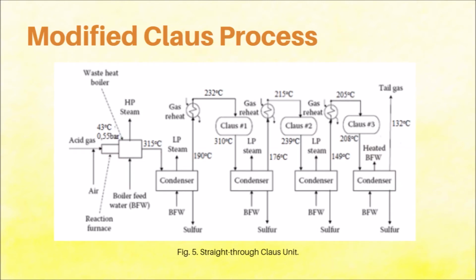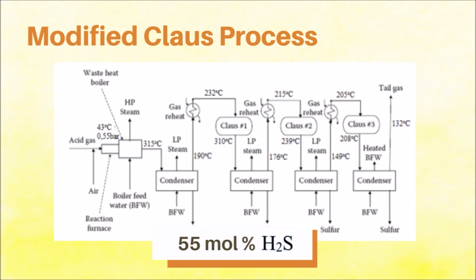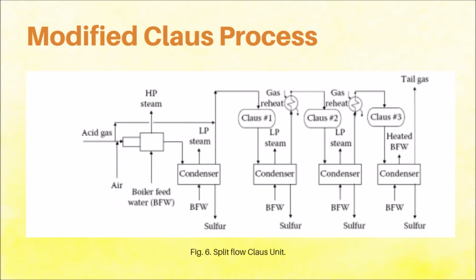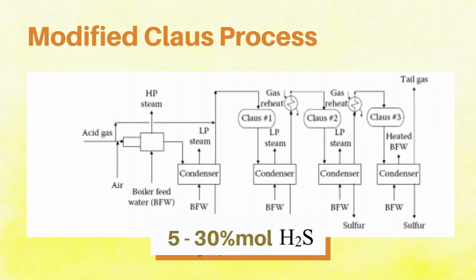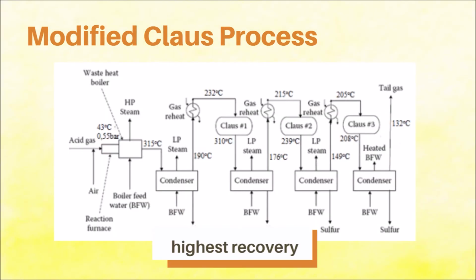Two modified configurations are presented, straight-through and split-flow. The straight-through process is the preferred and simplest. It can process feed streams that contain more than 55 mol% hydrogen sulfide with air or acid gas preheat, and can process 30 to 55 mol% hydrogen sulfide in the feed. The split-flow configuration can process feeds that contain 5 to 30 mol% hydrogen sulfide. The straight-through process provides the highest sulfur recovery efficiency.